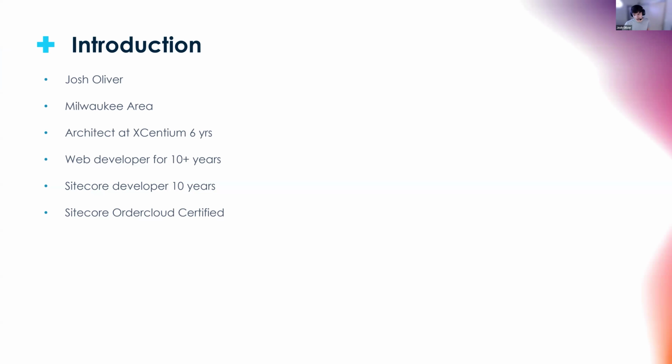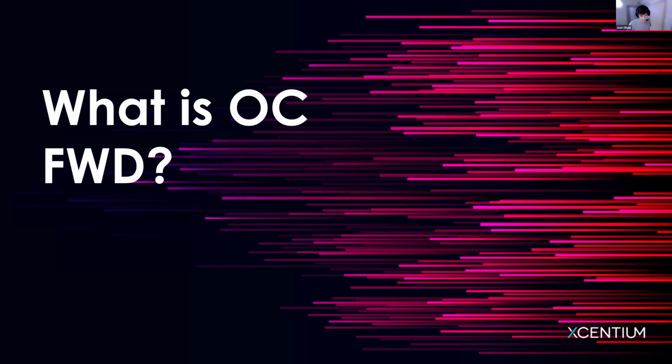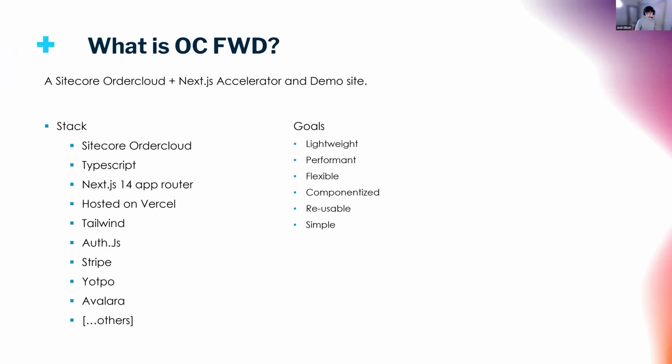And I have been Sitecore OrderCloud certified for quite some time, but what is OrderCloud Forward? This is just the name of the OrderCloud accelerator and demo site that we've created that I architected. The stack, as you can see on the left, Sitecore OrderCloud, it's in TypeScript. We're using Next.js 14, the absolute latest release with App Router. Obviously, it's hosted on Vercel.